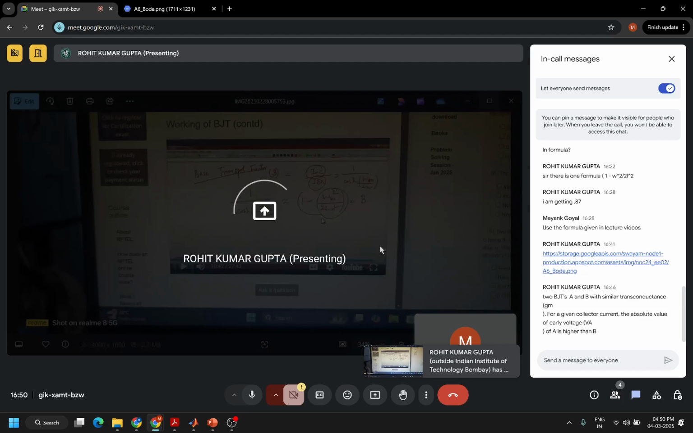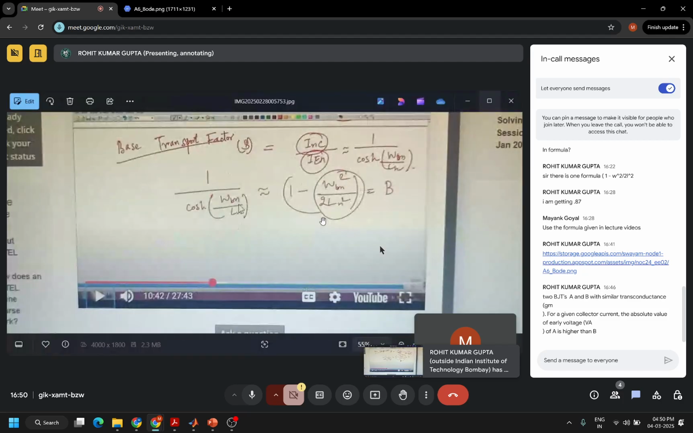Can you see that the formula which sir taught us is 1 minus WB squared upon 2 Ln squared for base transport factor? If you use this formula, you are getting the correct answer, right? But I'm getting different values. I got 0.87, but from your formula I got 0.9. Both options are there in the question, sir.